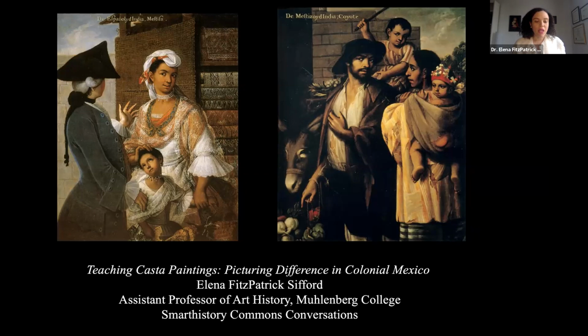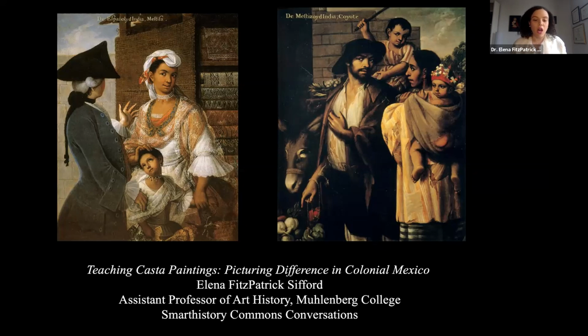So I'm going to talk today about some general questions and ideas about teaching Casta paintings in an introductory level art history course. So just very briefly about Casta paintings, they were largely painted in Mexico, although there is one set that was created in Peru. They portray racial mixing among the three major groups that inhabited colonial Latin America. So that would be indigenous peoples, Spaniards, and Africans. And they were painted in sets of 16. And they typically would show a man and a woman of different races with their children. And they include various types of inscriptions, always including a description of the people's racial mixtures.